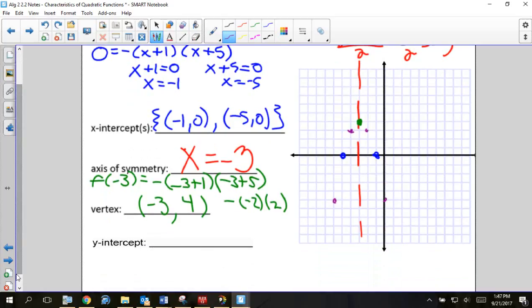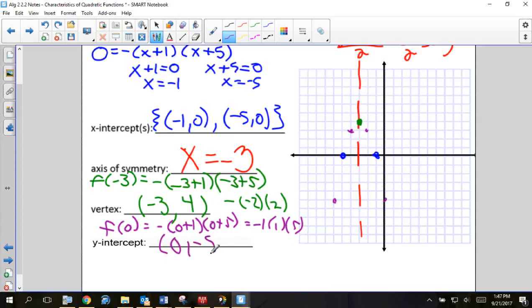The y-intercept is plug in 0 for x, so negative, and 0 plus 1, and 0 plus 5. So negative 1 times 5. 0, negative 5, and then we plot it. And we plot the mirror point to it. And then we graph our parabola. And you say, this is like the easiest thing ever. I love it. And intercept form is my favorite. Is that what you guys are saying?